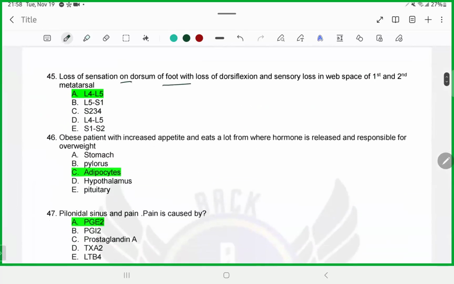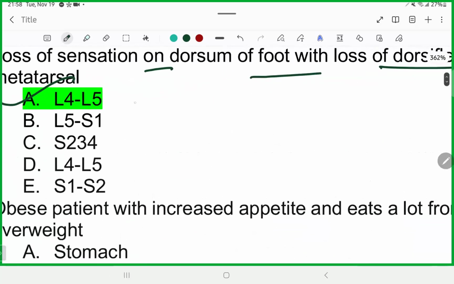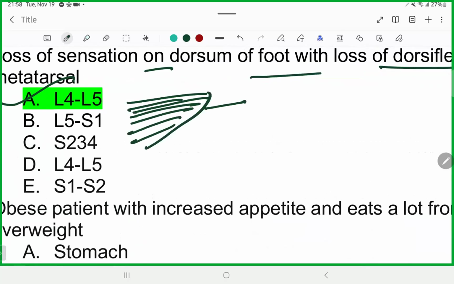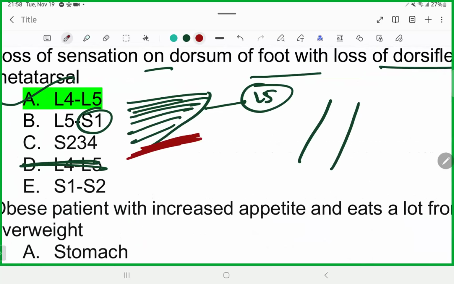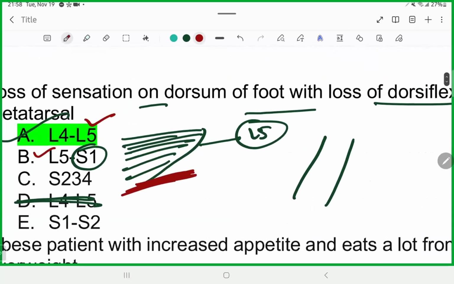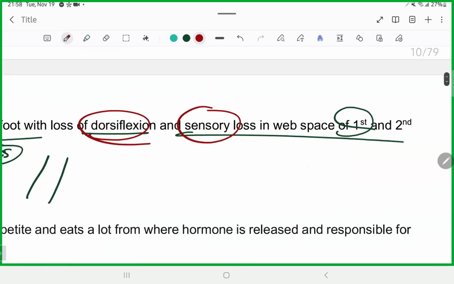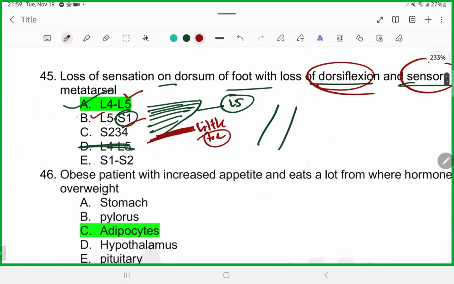Loss of sensation on the dorsum of the foot with loss of dorsiflexion, sensory loss of the web space between first and second metatarsal: L4-L5. Guys, we all know it, that anytime your dorsum of foot sensation is gone, it's L5. Now what did they do? They added S1 with it. See, S1 we all know is on the lateral side of the foot, at our little toe. So S1 will not be the answer with loss of dorsiflexion and sensory loss in the web space of first and second, not the last. So this is not an answer.